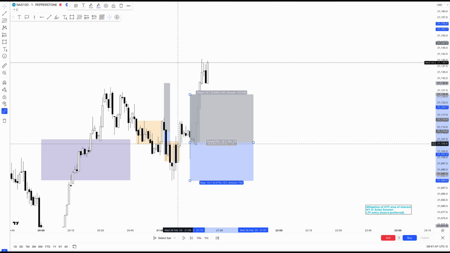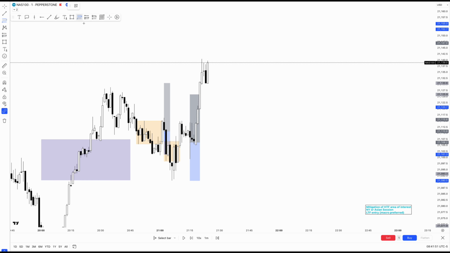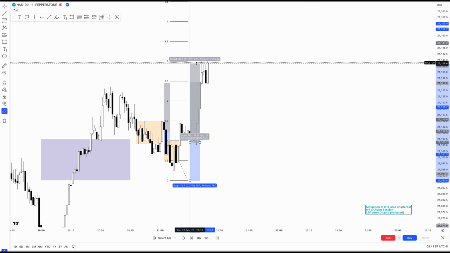This is probably a little cleaner, maybe on the 2-minute or something like that. So I guess I would have taken this one, and that would have been your win. I had taken a trade like that before, so it is valid. So I would have gone for about 3 standard deviations.